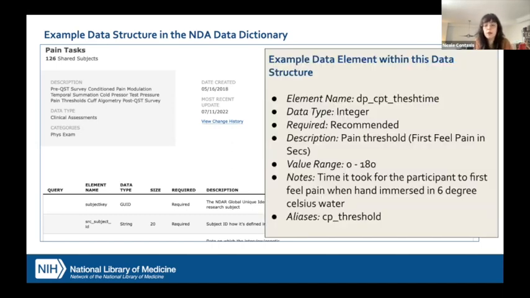Oh, and I've pulled this out here for you in case you have a hard time reading small text like I do. And so what we see here is an example data element. And this is pain threshold. It gives us a value range, so 0 to 180. What that value corresponds to is the time it takes for a participant to first feel pain when their hand is immersed in cold water. And so you could see how this is standardized from top to bottom. If we did not standardize it, people might measure time in different ways. We can see that this is measured in seconds, not in minutes. So this is how this is all standardized.